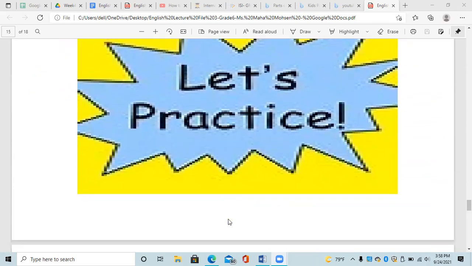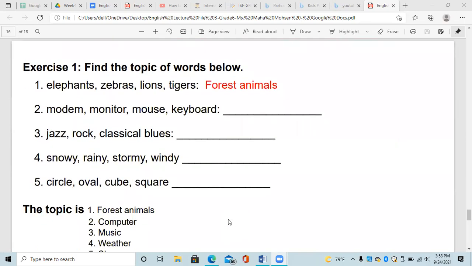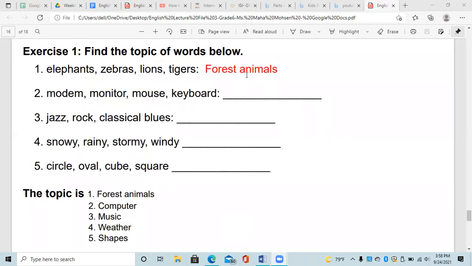So let's practice what we have learned. Here you have the first exercise. You need to find the topic of the words below. For example, number one, you have elephants, zebras, lions, and tigers. I solved this for you. So here you have topics: forest animals, computer, music, weather, or shapes. You have to choose the correct one. So here, these are all forest animals. So the topic is forest animals.